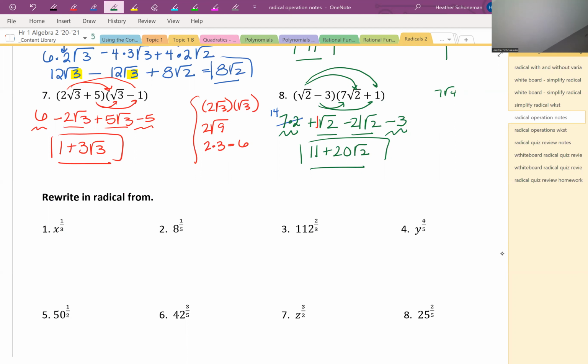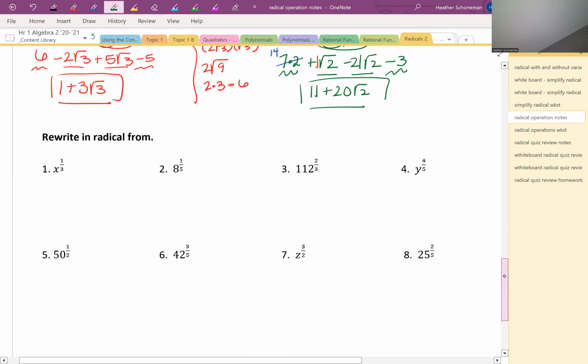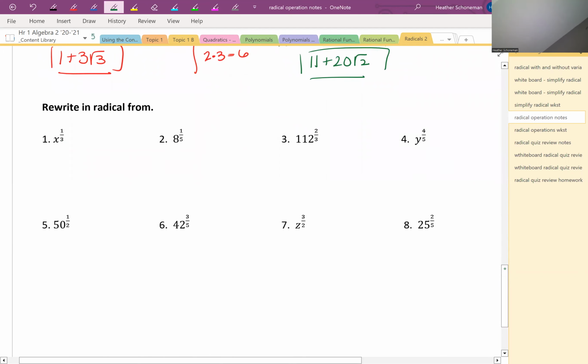So it's like someone asking you how old you are, and instead of responding with, I'm 17, you respond with 7 plus 10. It is still the same answer. You are just writing it in a different form. So we're not solving anything. We are just writing it in a different form. Okay, so how do we do this?